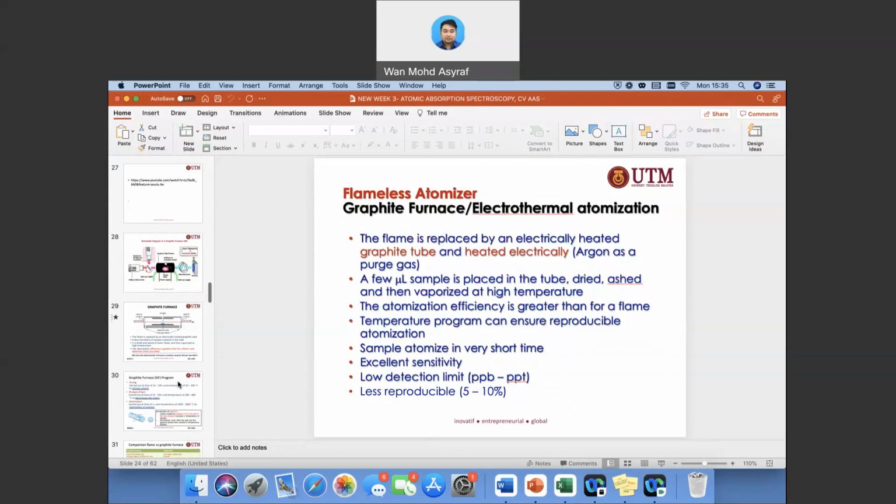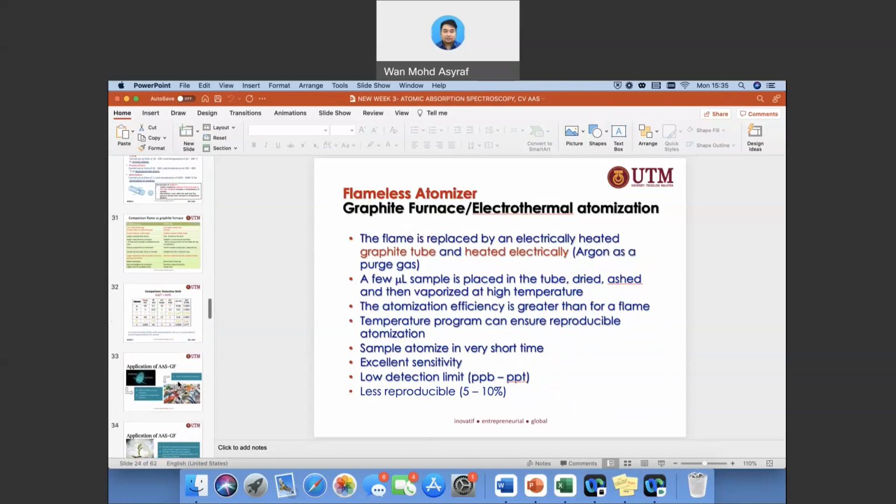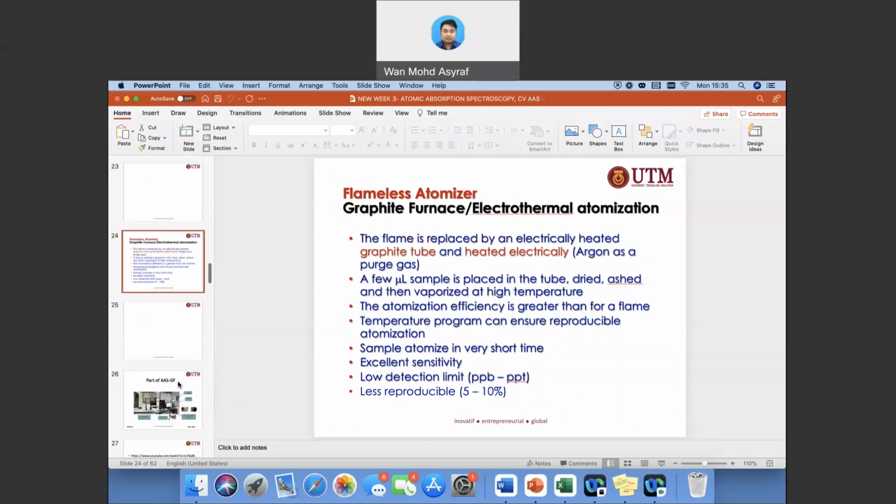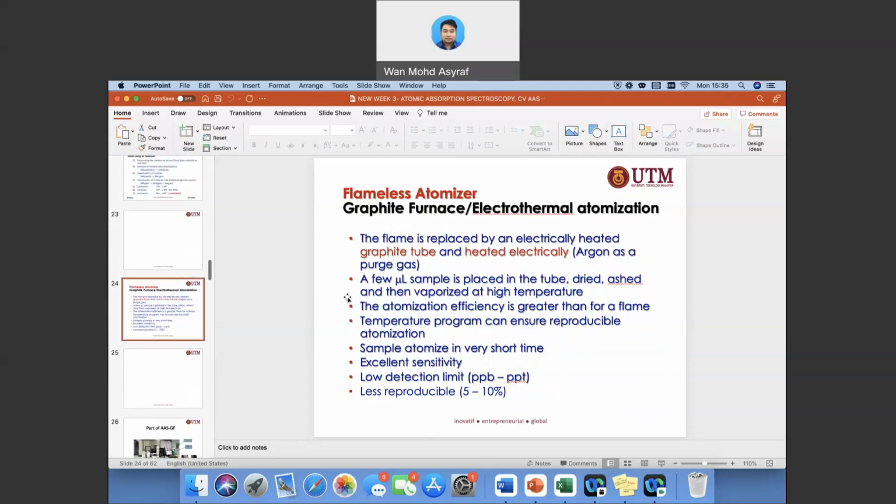Let me check first. Okay, so this is an atomizer. Okay, now we are going.